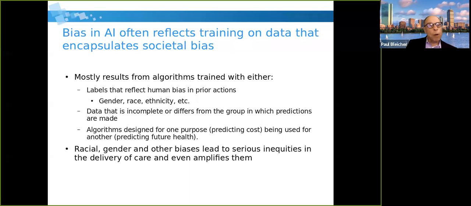And what happens is if you have one societal group that has a tendency to have lower cost, the assumption that that means they had better health is incorrect. And so if you're predicting their health based on their cost for the next year, you actually are predicting better health than they actually might have. And that kind of bias can lead to serious inequities in the delivery of care, in the delivery of preventative care, and can even amplify those issues for these particular groups.